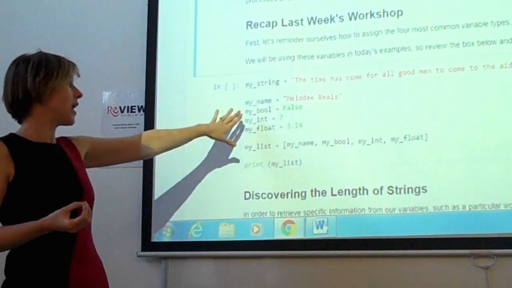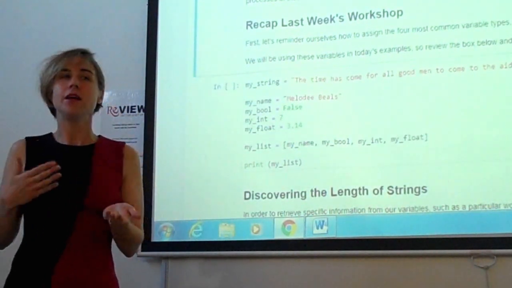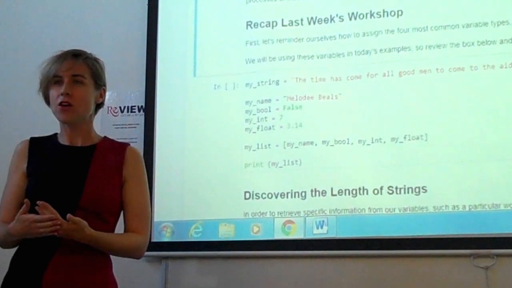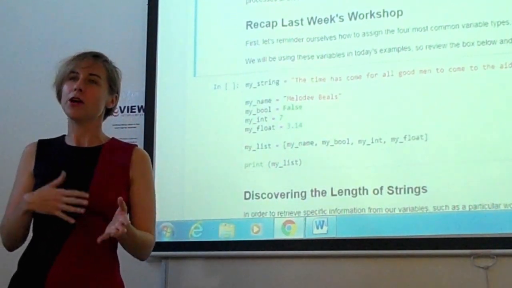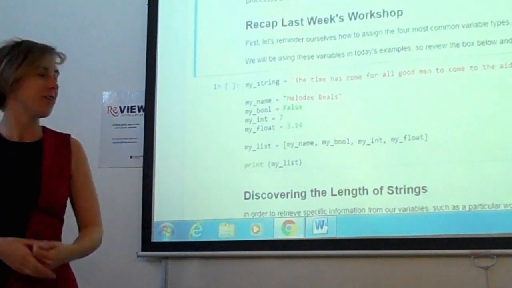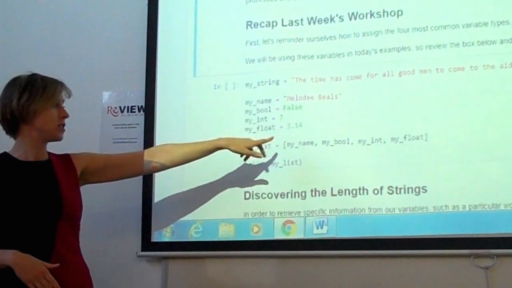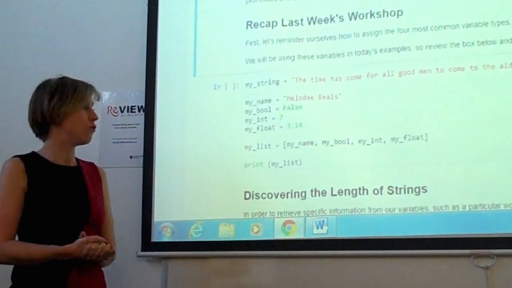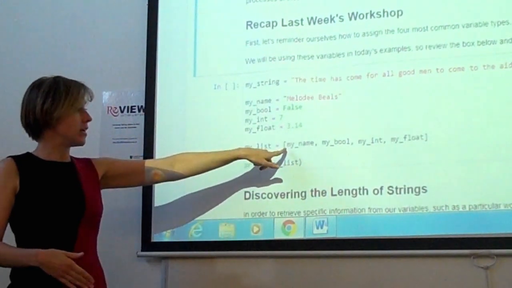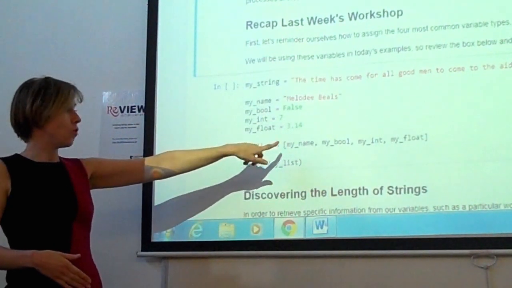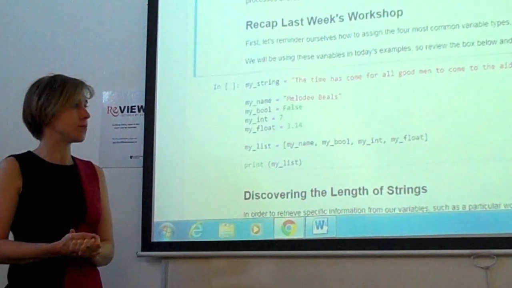Now you'll notice I haven't cast these. I haven't put the string or the int around it as I did last time. It's not, strictly speaking, necessary, and just for speed and convenience's sake, we're using simple variables, so we'll let Python decide what they are. Int, 7, and float, which is a decimal point, 3.14. We also learned how to do lists. So a list is in square brackets with different variables separated by commas.